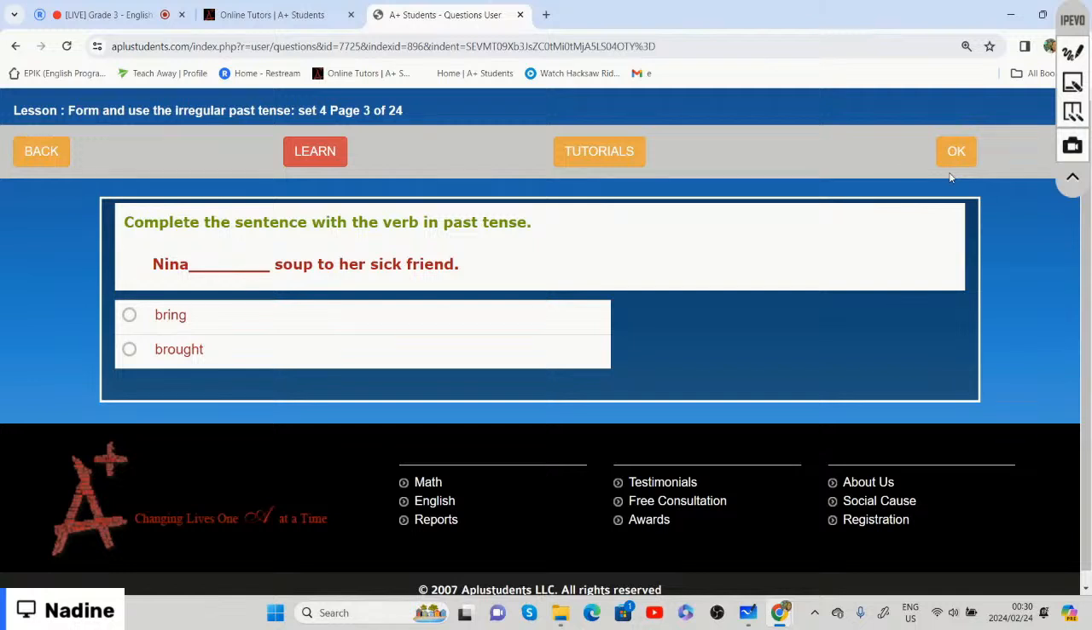Nina, do we say Nina brings soup to her sick friend? Or do we say Nina brought soup to her sick friend? So Nina brings soup to the sick friend, or is it Nina brought?